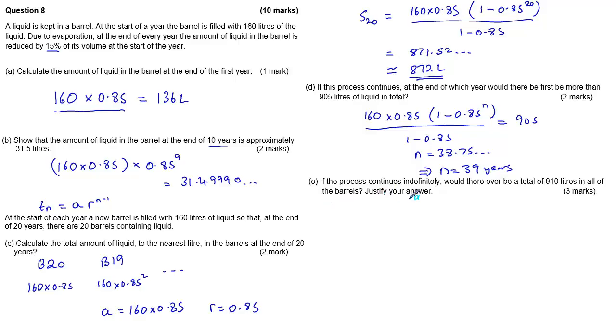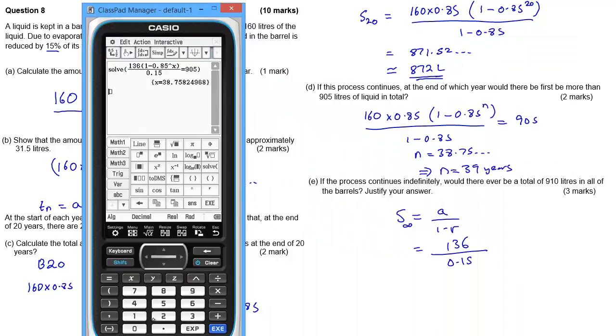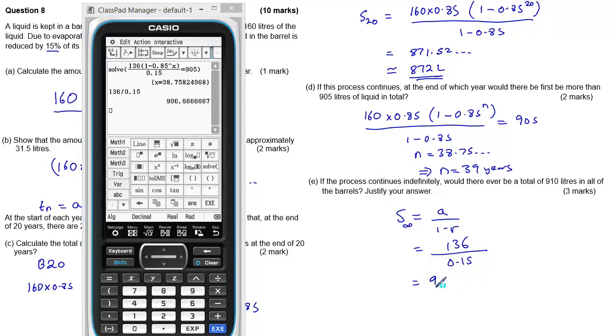If the process continues indefinitely, would there ever be a total of 910 litres in all of the barrels? Justify your answer. Well, let's do the sum to infinity, which we know is a over 1 minus r. So that's going to be 136 over 0.15. So 136 divided by 0.15 gives us 906.6 recurring, and therefore we can never get a total of 910.